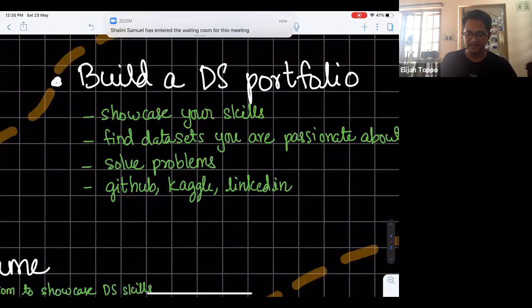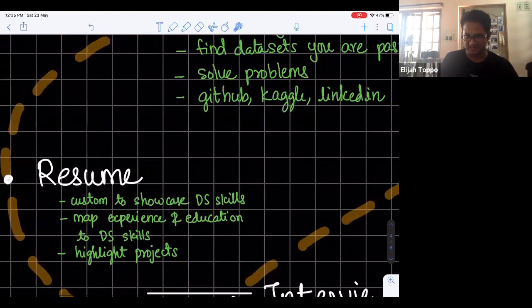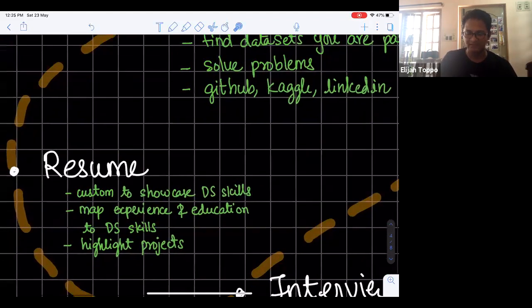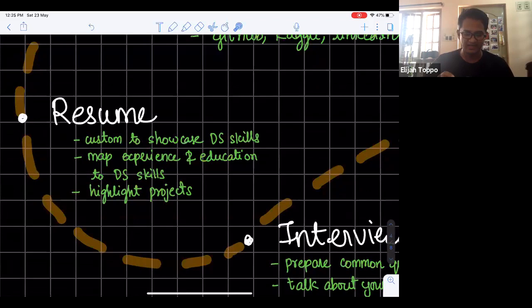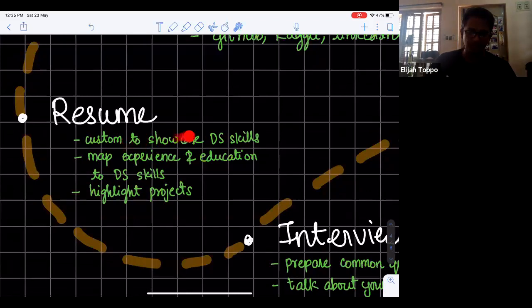Once you have done that, or of course, once you are in the process of doing that, you can then transform your resume into the same pattern to show the data. This is where your portfolio comes into matter. Right?